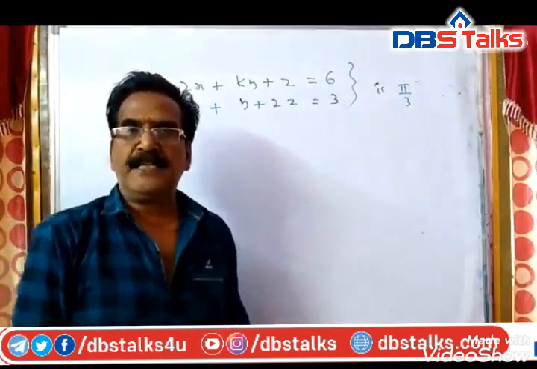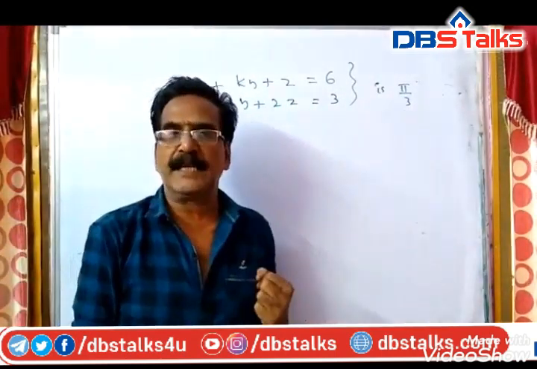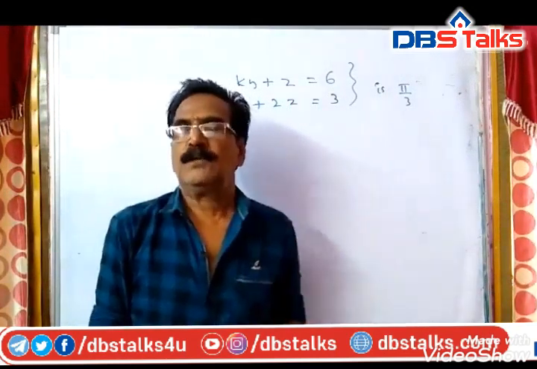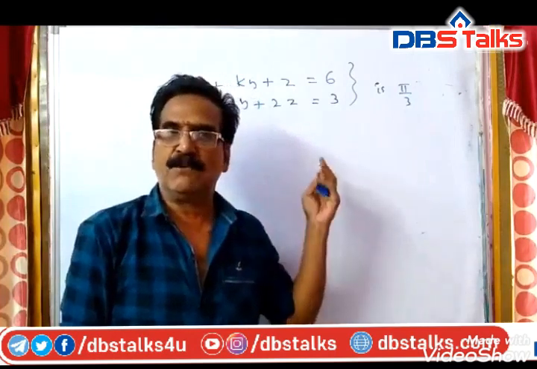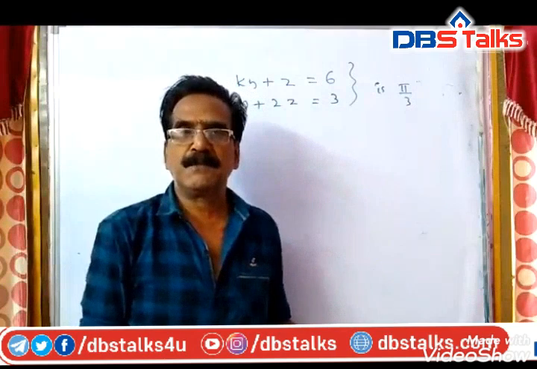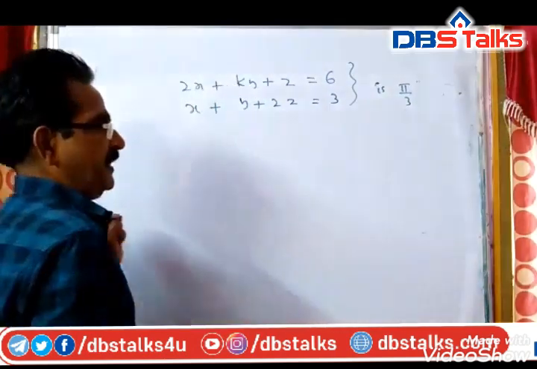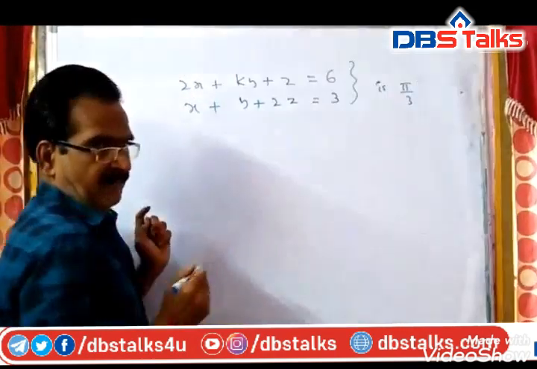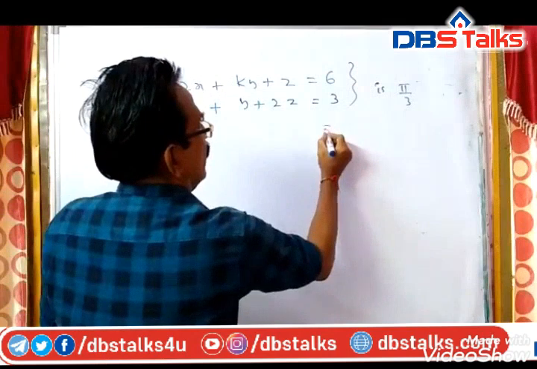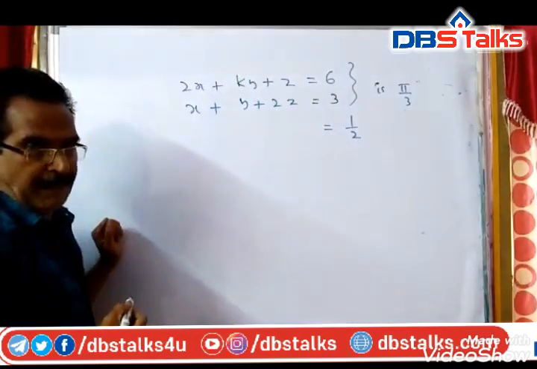This is an easy problem, friends, because we know the angle. If theta is the angle between the two planes, we know cos theta is equal to (a1 a2 plus b1 b2 plus c1 c2) by root of (a1 square plus b1 square plus c1 square) into root of (a2 square plus b2 square plus c2 square). Okay, friends. So here the angle is given. What is that angle? The angle is cos 60, that is cos of pi by 3.